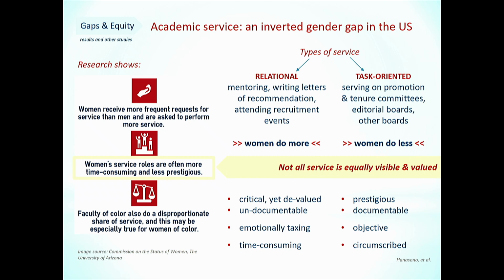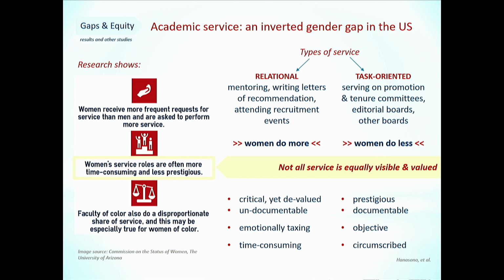The differences between these two are noteworthy in the categories that seem to matter. So relational service is critical, yet typically devalued, as opposed to task-oriented service, which is prestigious. And not every committee serving is prestigious, and that's something to be aware of. Some committees are not as prestigious as others.